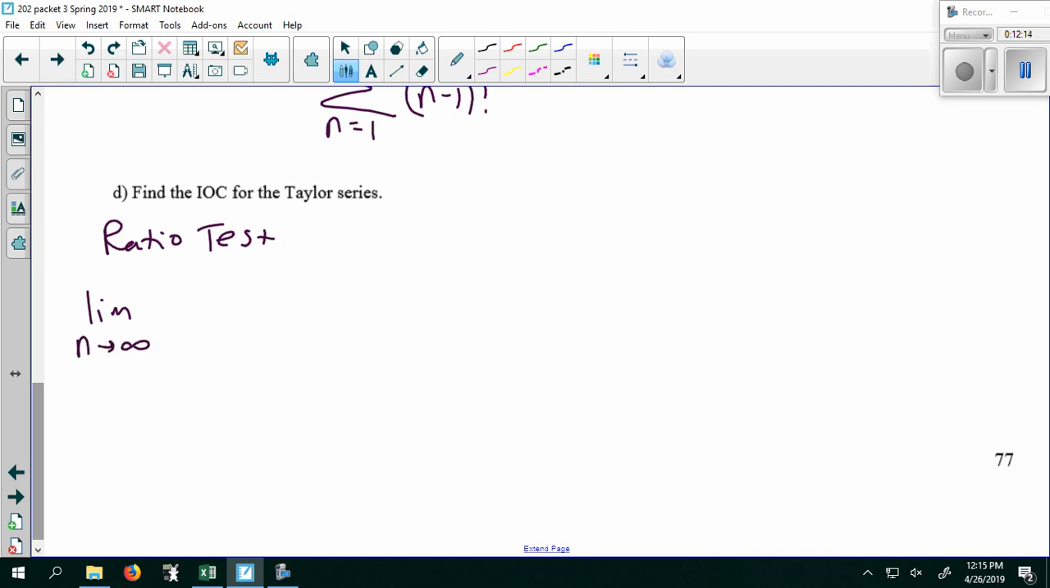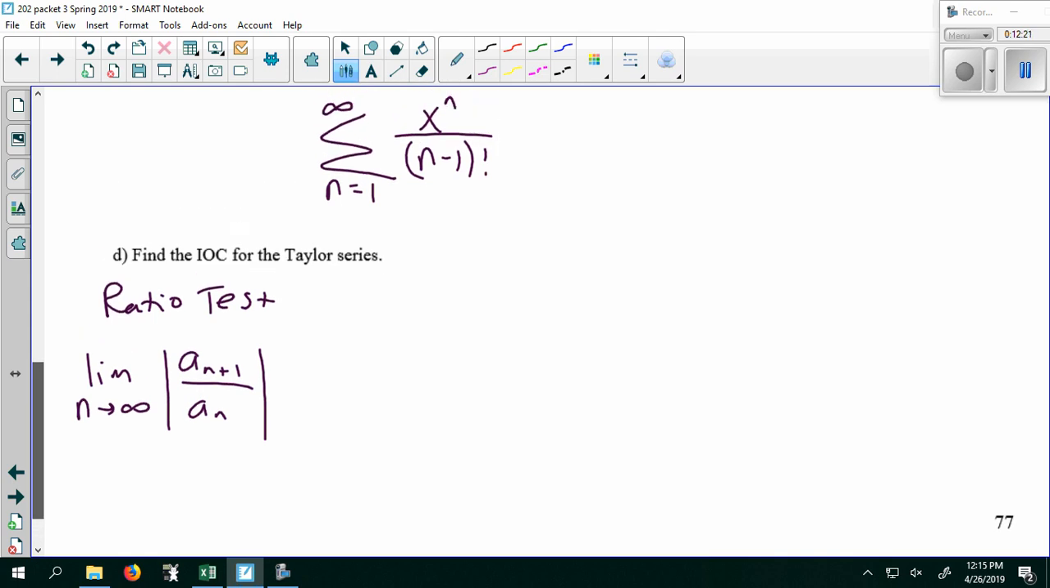Limit as n goes to infinity of a sub n plus 1 over a sub n. And whatever this comes out to, we're going to force it to be less than 1. We get convergence when this limit is less than 1. So let's see, the n plus first term: replace all my n's with n plus 1's, and I get x to the n plus 1 over n plus 1 minus 1 is n. And then divide by the nth term or multiply by its reciprocal.